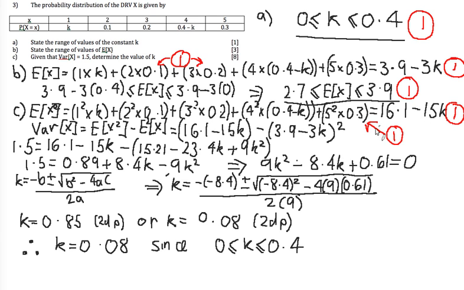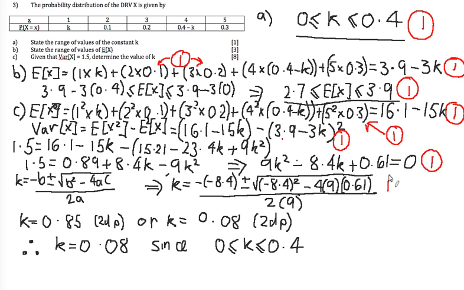Next, working down, you can have 1 mark if you've got the expression, the variance of x is equal to 16.1 minus 15k minus 3.9k squared. Your next mark is then given for correctly expanding and using this 1.5 value in here as well, and setting up and finally getting to this equation here where we found that 9k squared minus 8k plus 0.61 is equal to 0. Okay, so that was 1 mark for setting up the variance equation, and that is 1 mark for actually correctly expanding and simplifying to get this quadratic equation here.